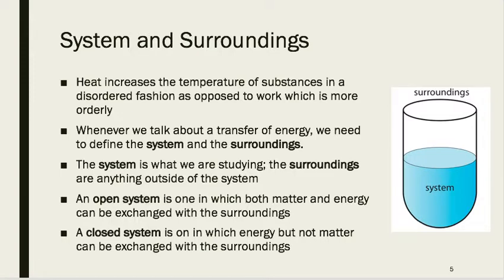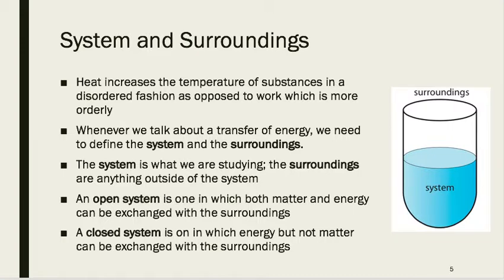Energy will always be conserved in a chemical reaction. Here we have the system and the surroundings. So, when we do a chemical reaction, let's say, heat increases the temperature of various substances in a disordered fashion as opposed to work, which is more orderly. Now, we've talked about how energy is conserved, but one thing that can happen is energy can be transferred. So, when we talk about this transfer of energy, we need to define the system and the surroundings.